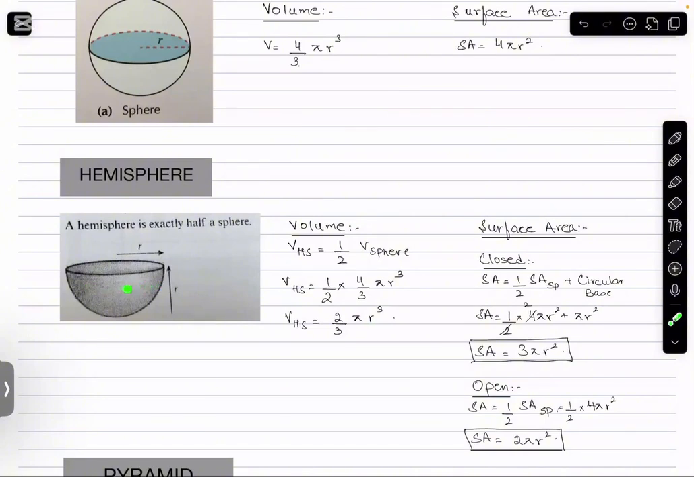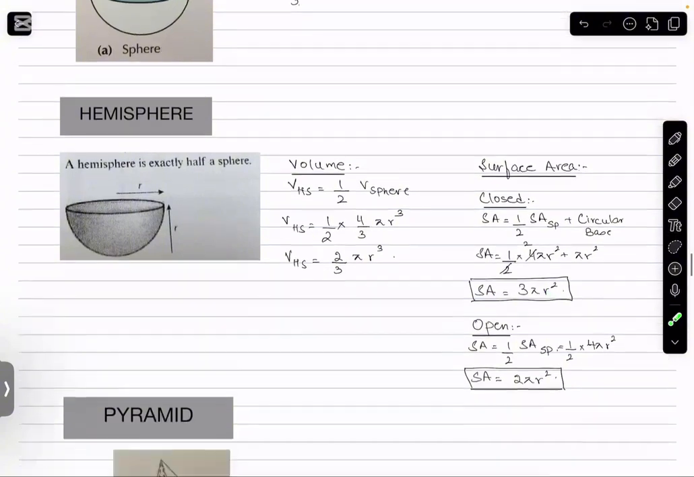Now this is just a special case: if in this hemisphere you have the top, then you know that it is a circle, so it has the area pi r square. So the circular base is pi r square, and the curved surface area of the sphere is 4 pi r square, so this will be its half. So the surface area becomes 2 pi r square, plus the circular base pi r square.